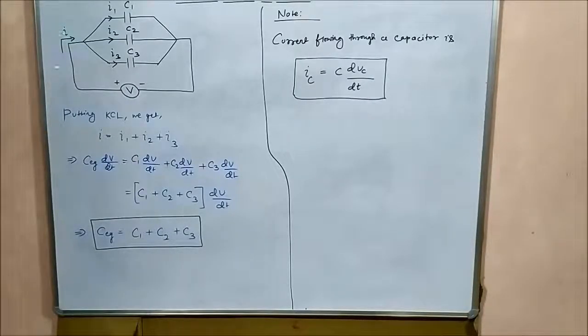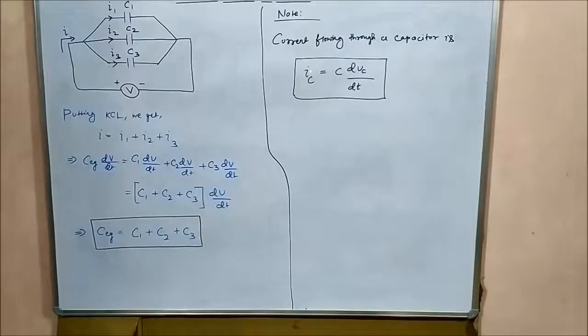Small i is the total current flowing in the circuit, which gets divided at this point into I1, I2 and I3, which flow into capacitors C1, C2 and C3 respectively. So if we put KCL, Kirchhoff's current law, at this node, we will get I is equal to I1 plus I2 plus I3.